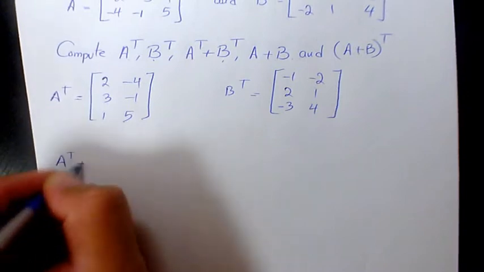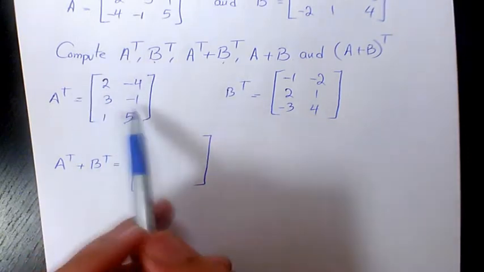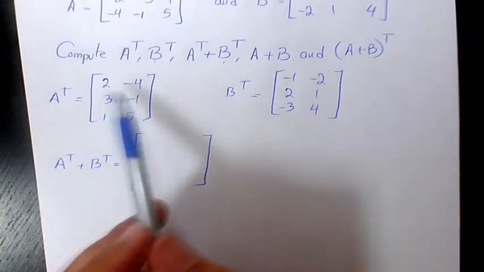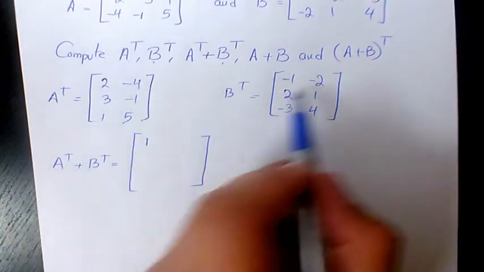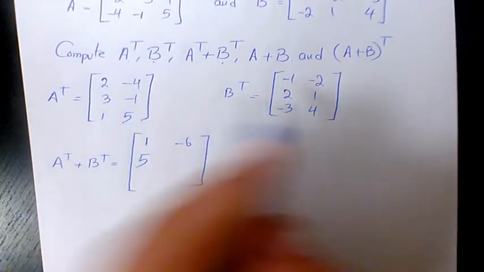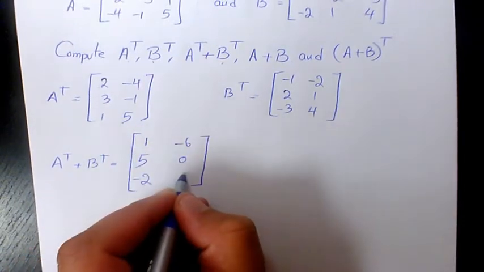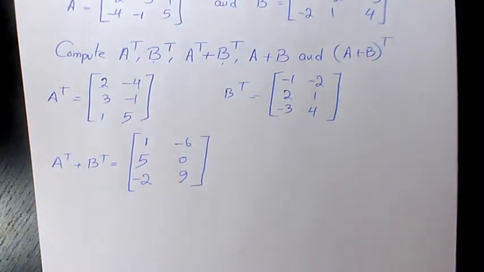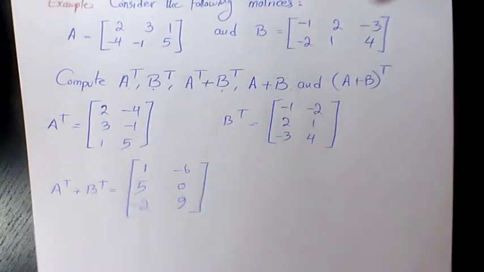Then A^T plus B^T, you need to add them. Since they have the same dimension, we can add them. This one is 3 by 2, 3 by 2, so we can add them. 2 plus negative 1 is 1. Negative 4 plus negative 2 is negative 6. 3 plus 2 is going to be 5. Negative 1 plus 1 is going to be 0. 1 plus negative 3 is going to be negative 2. 5 plus 4 is going to be 9. So that's A^T plus B^T. Now next one, it says find A plus B.